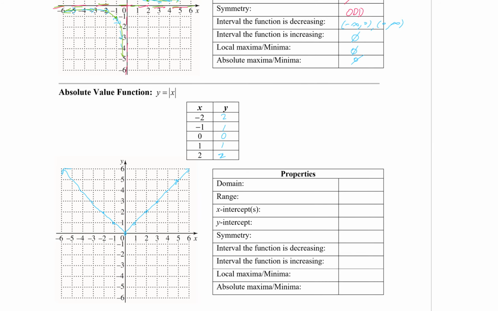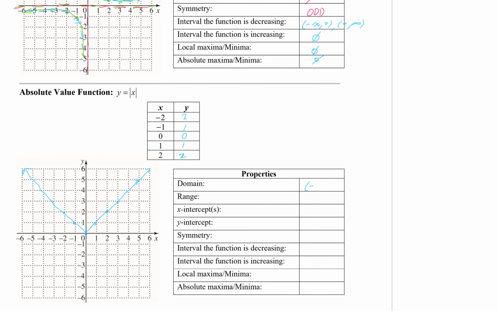Okay. The domain is all real numbers. However, the range starts at 0, including 0, to infinity, as you can see. Starts here and then goes up in both directions. The x and y intercept are the origin points. It has even symmetry, right? Symmetry about the y-axis.